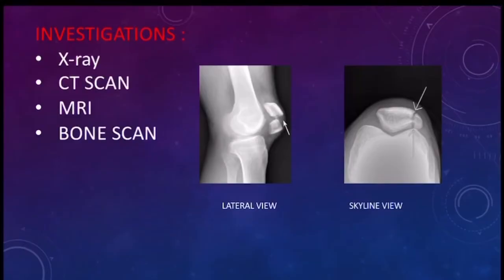So we can investigate the fracture through X-ray, CT scan, MRI and bone scan. But mostly fractures are seen easily in the X-ray. So here is the plate, the lateral view and the skyline view.